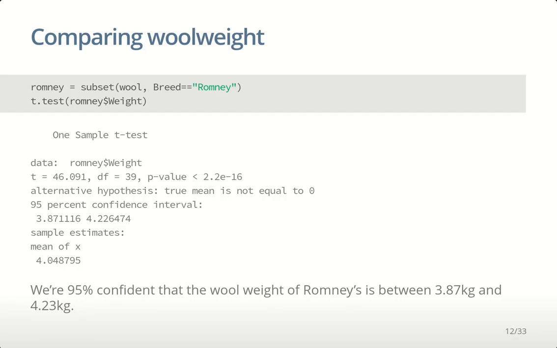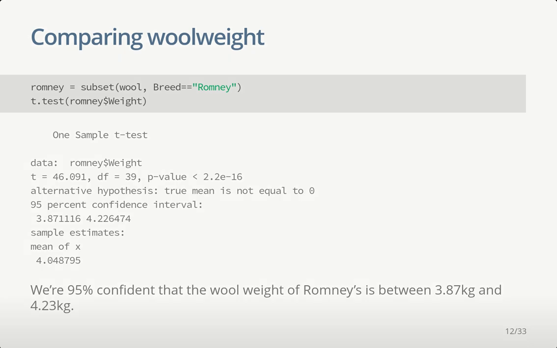We could compute a confidence interval for the Romneys. If we just take our wool data set and pull out the Romneys, then we can compute a confidence interval for them. The mean of the Romneys is 4.05 kilos, and the 95% confidence interval is 3.87 to 4.23. So we're 95% confident that the wool weight Romneys produce, on average, is between 3.87 and 4.23 kilos. Again, that's the range of values that are consistent with our sample.